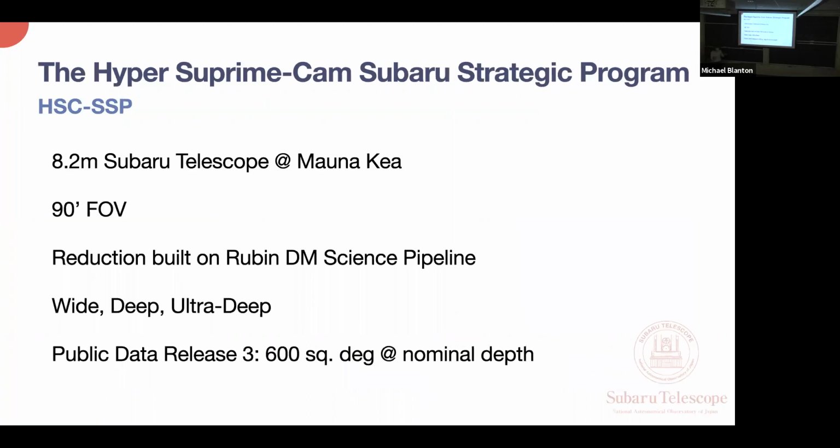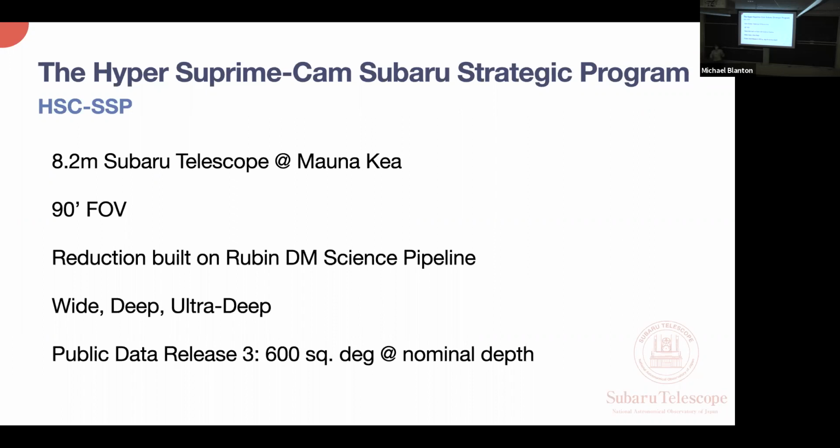So I talked quite a bit about HSC for a purpose. Most of the imaging that I'll be talking about today does come from the Hyper Suprime-Cam Subaru Strategic Program, or HSC SSP. Just to give you some fast facts, if you're not familiar, this survey covers about 1,000 square degrees on the 8-meter Subaru telescope in Hawaii. It has a 90 arcminute field of view. The reduction is built on the same science pipeline that LSST will use.